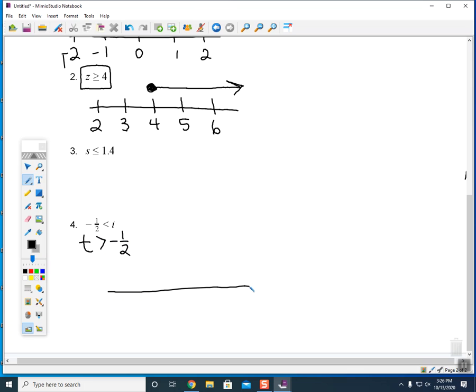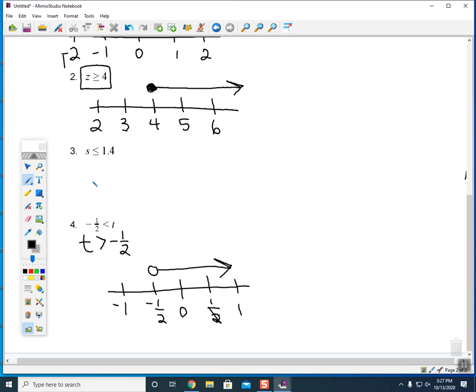So I'm going to graph this. Let's do 0, 1/2, 1, negative 1/2, negative 1. Okay, I'm starting at negative 1/2. Am I including it? No, I'm not. So I'm going to do an open circle at negative 1/2. My arrow is going to the right.